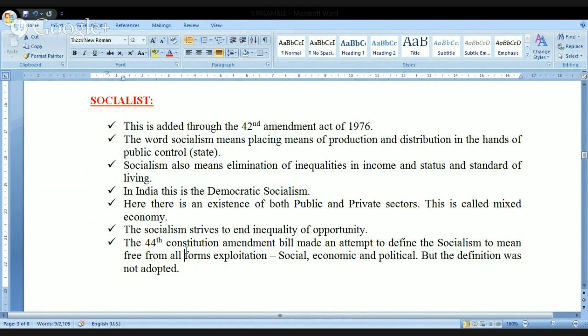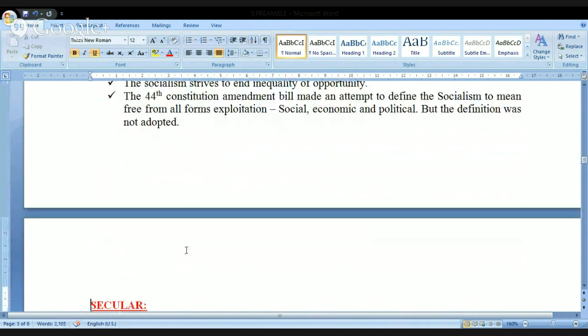Look at this. The 44th Amendment made an attempt to define socialism to mean free from all forms of exploitation. All forms in the sense social exploitation, economic exploitation, and political exploitation. But the definition was not adopted. Am I clear? Now, next.